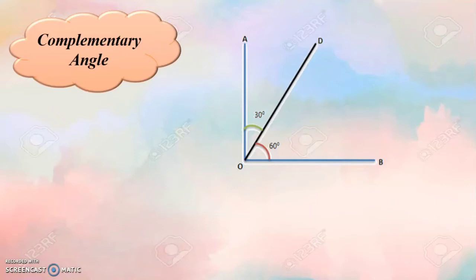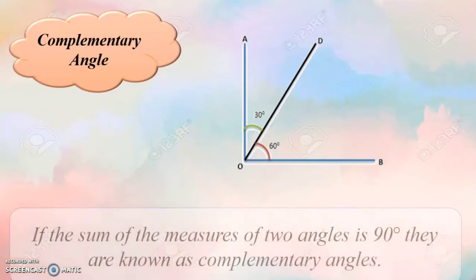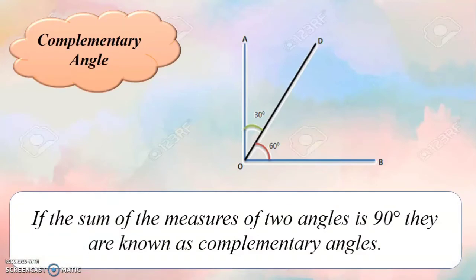The measure of angle AOD is given as 30 degrees and the measure of angle DOB is given as 60 degrees. When we add the measure of angle AOD and the measure of angle DOB, that is 30 degrees plus 60 degrees, we get 90 degrees, which is the complementary angle. So, if the sum of the measures of two angles is 90 degrees, they are known as complementary angles.